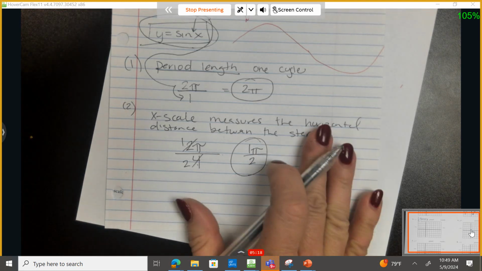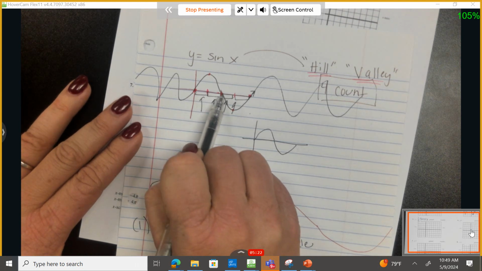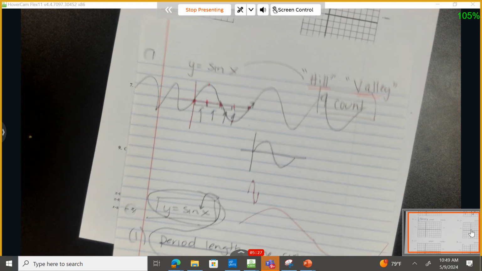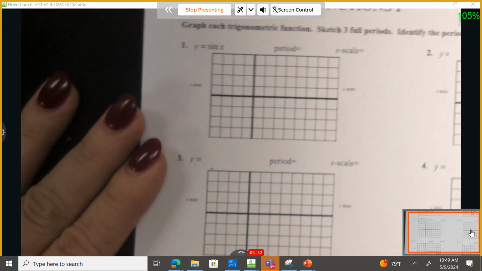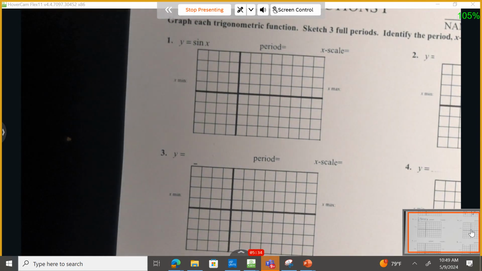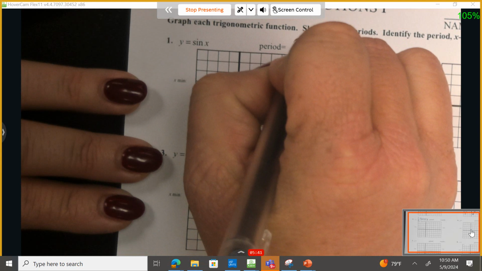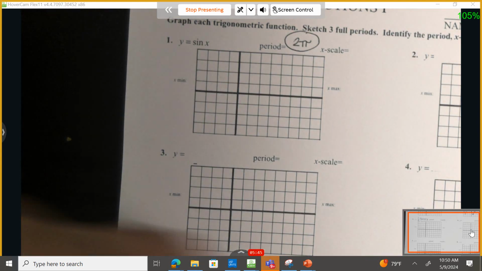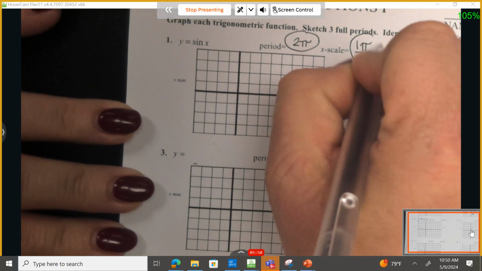What does that mean? That means if I came back up here, from here to here is a distance of 1 pi over 2, a distance of 1 pi over 2, a distance of 1 pi over 2, and a distance of 1 pi over 2 again. We're going to start by graphing this one together. So if you could zoom in, please, and find number 1. We have already determined that the period is 2 pi over 1, which reduces to 2 pi, and that the x scale is 1 pi over 2 when we reduce it.